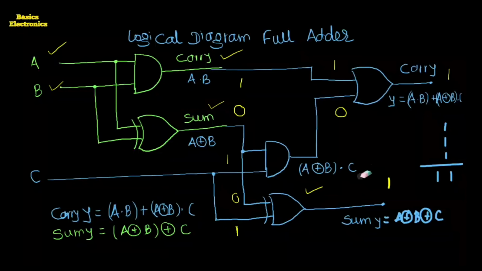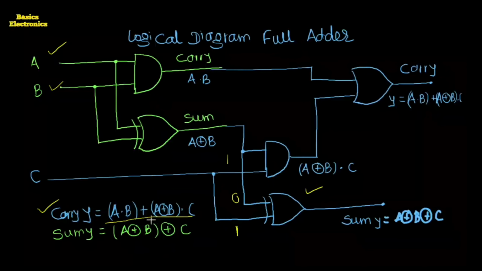The carry output is applied to the OR gate to generate the final carry, and here the OR gate produces a final carry output. The OR gate has 2 inputs. First one is the carry generated from the first half adder and second one is the carry generated from the second half adder. Okay, so here its final carry equation is Y equals to A dot B plus in bracket (A XOR B) dot C.